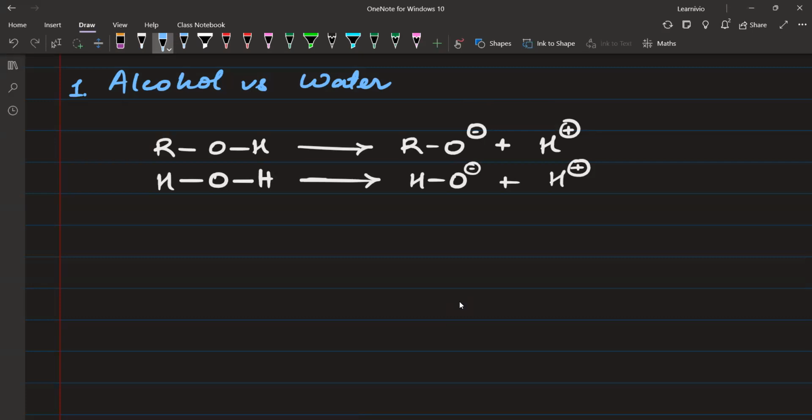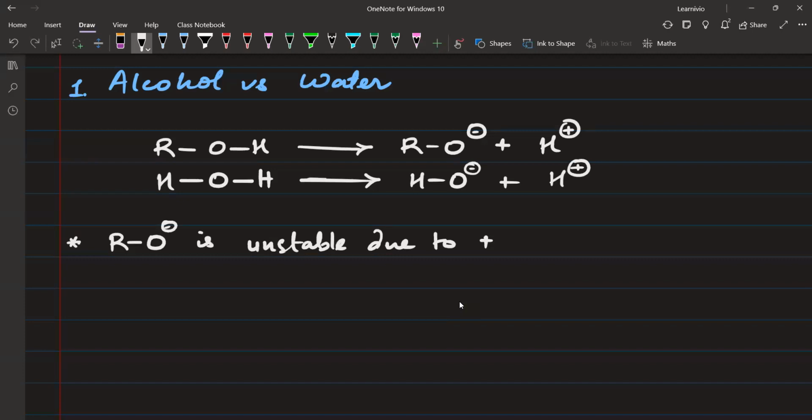So the first thing we can write is that the alkoxide ion, RO negative, is unstable due to the plus I group, which one? Alkyl group. That is one reason. That is the main reason.